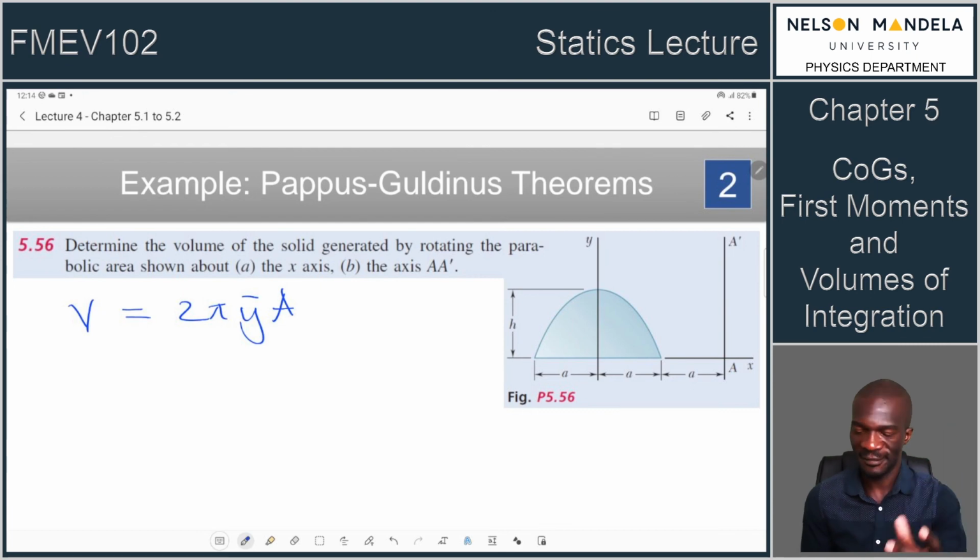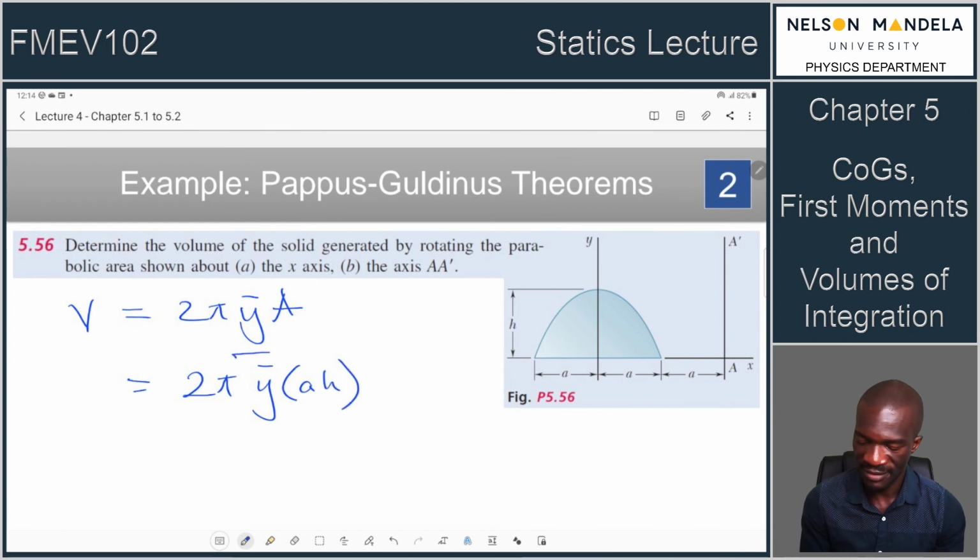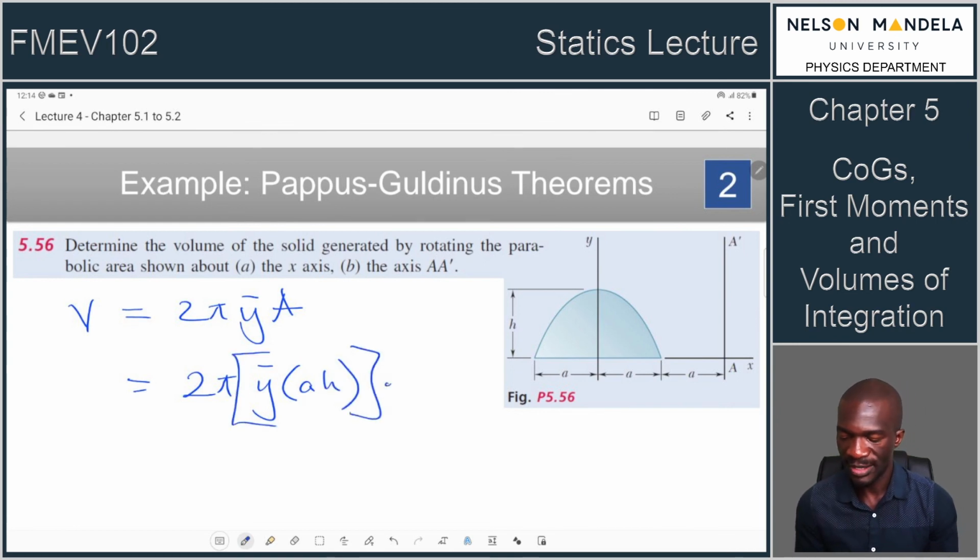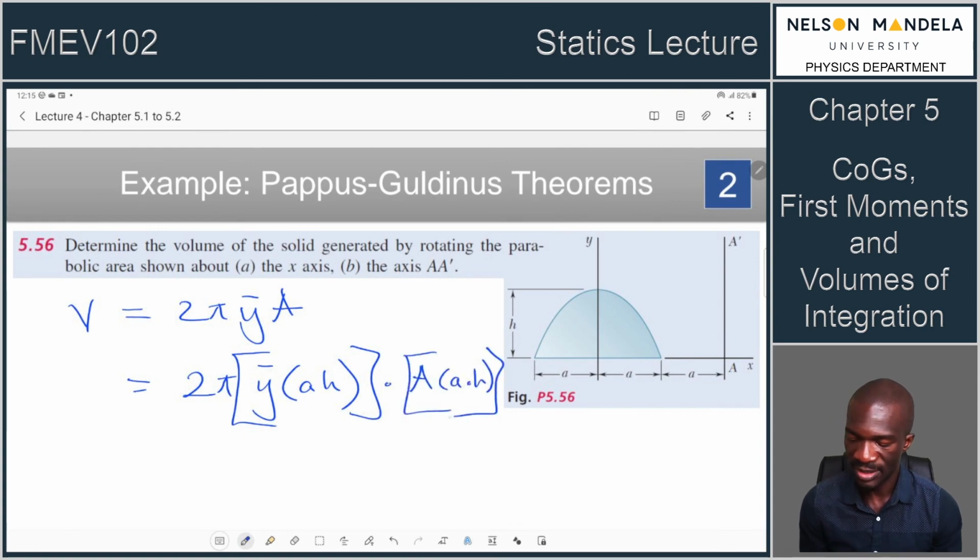You already have the definition of the centroidal position for this kind of shape. So the centroidal position in the y, I think it's already given as a function, so that would be 2 pi, and this centroidal position is a function of, in this case, a and h. And then you multiply it by the area. The area, again, is a function of a and h. So basically that is what you would do there.